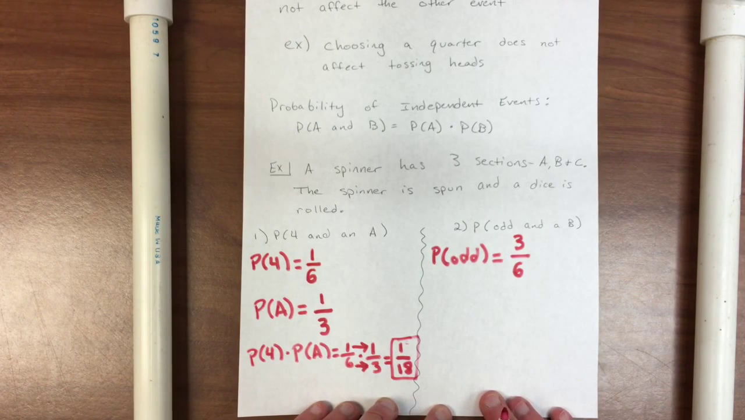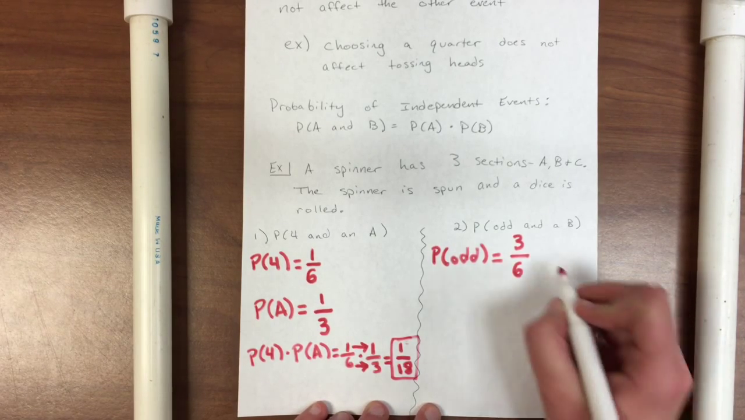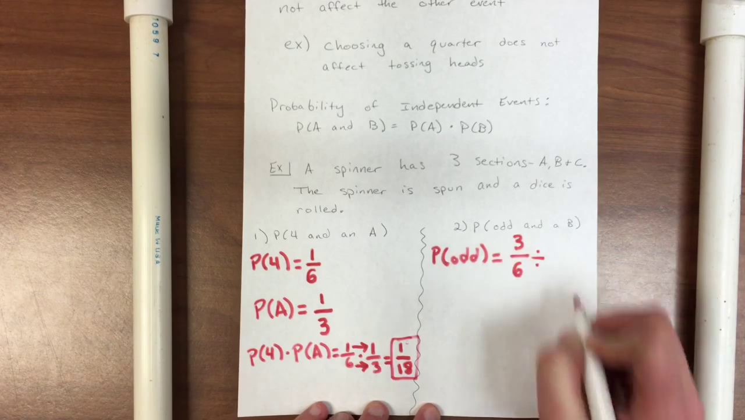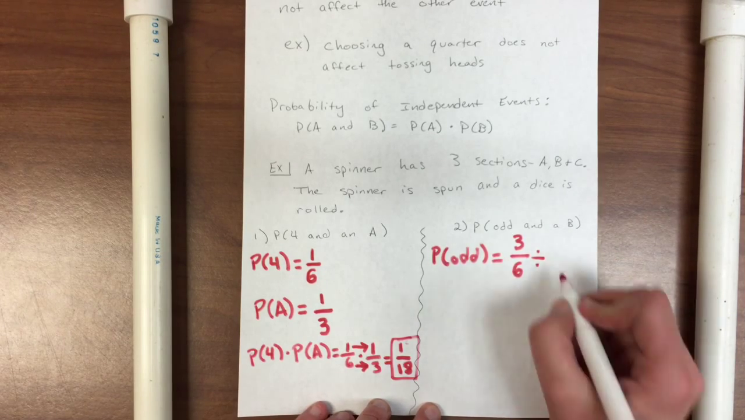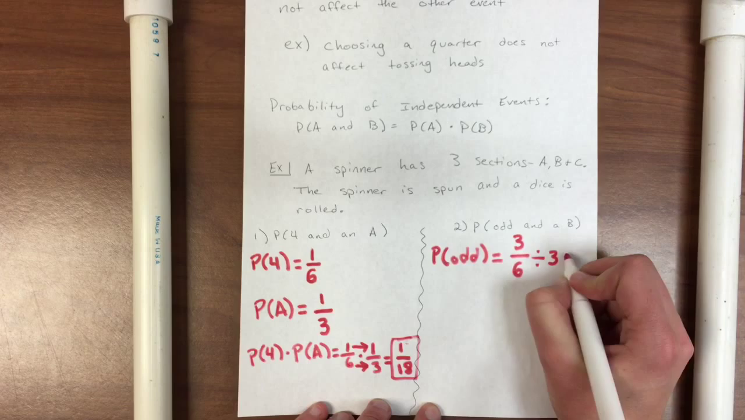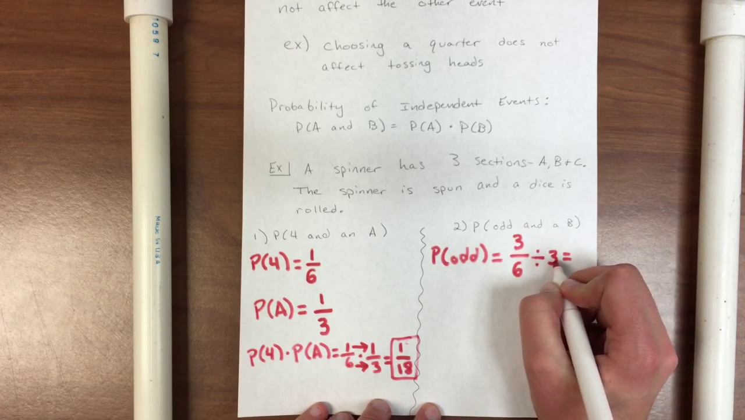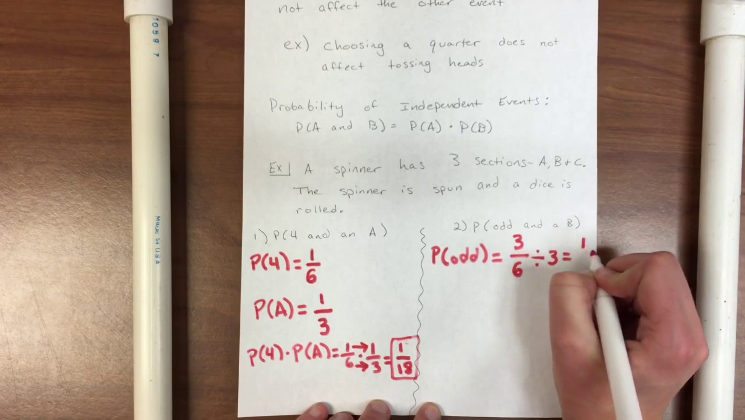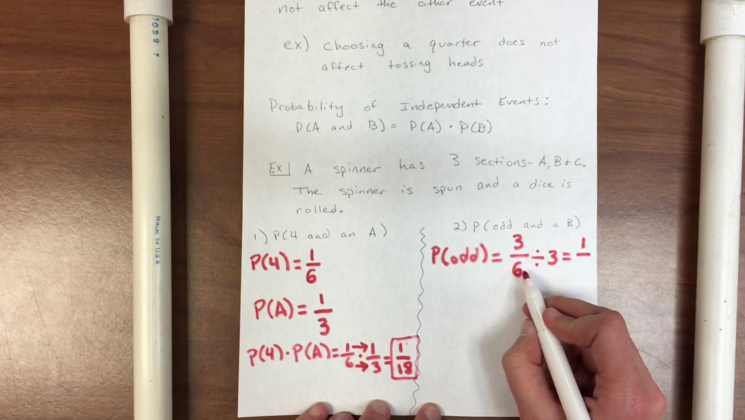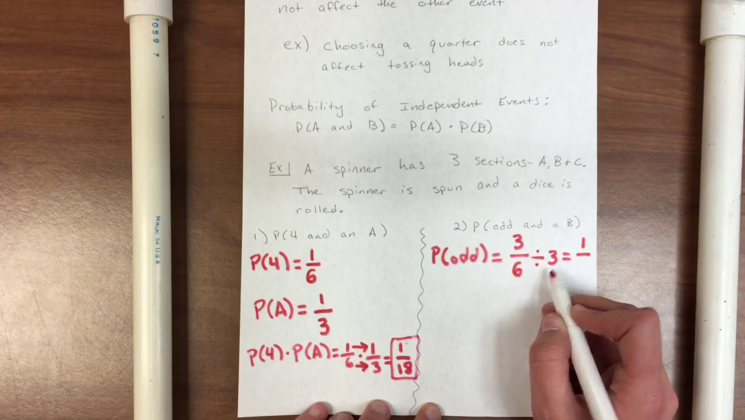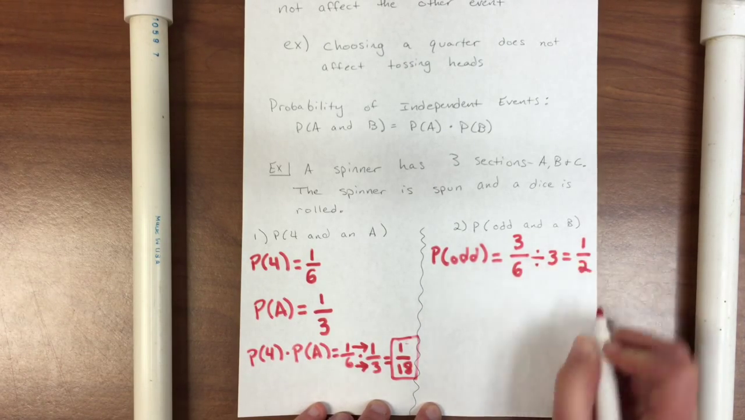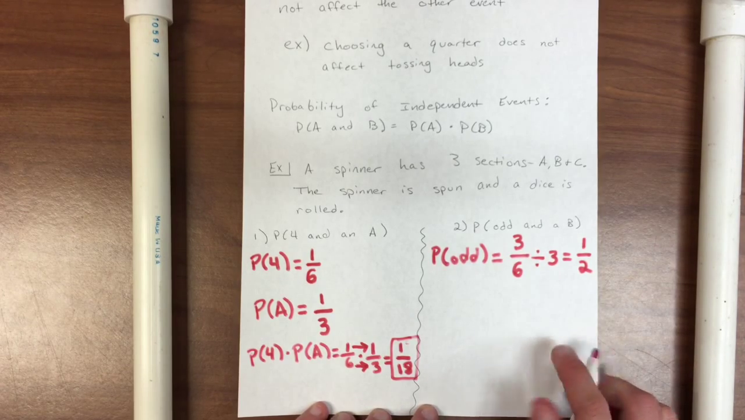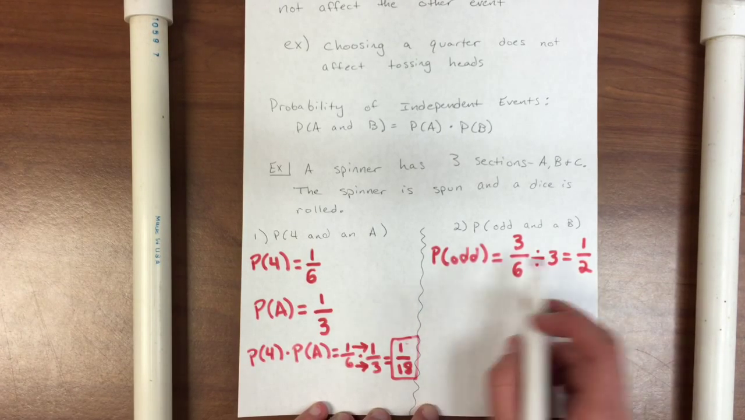So what's wrong with 3/6? Right, it can be simplified. So what can we divide both 3 and 6 by? 3. So what's 3 divided by 3? 1. And what's 6 divided by 3? 2. So the probability of rolling an odd number on our dice is 1/2.